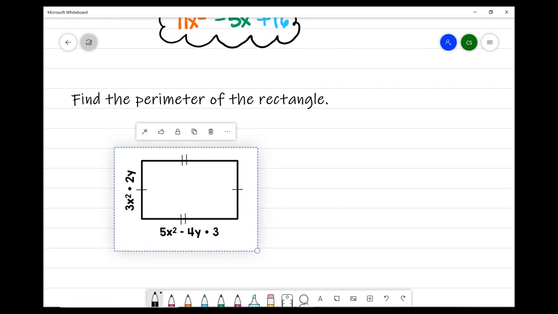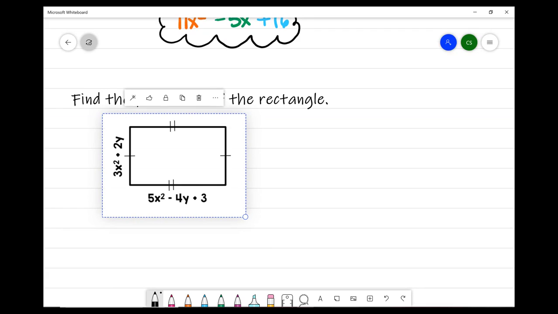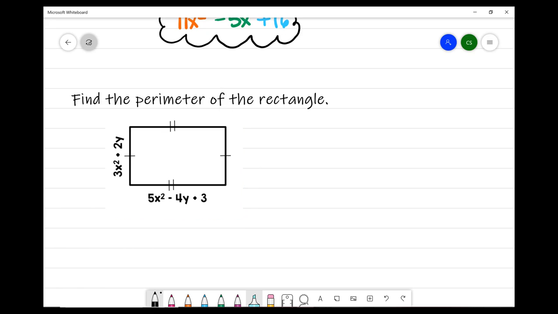But what if they gave you a shape and they wanted you to find the perimeter of the rectangle? Well, what does perimeter mean? Perimeter means to add up all the sides. Perimeter means add up everything. So they gave me a rectangle. I know a rectangle has 4 sides. They only gave me 2.